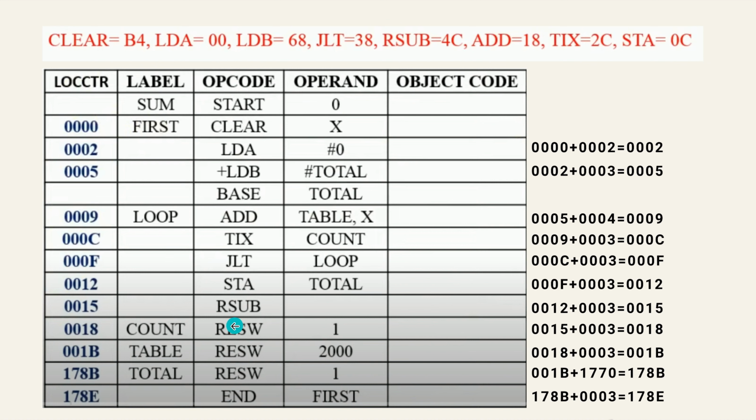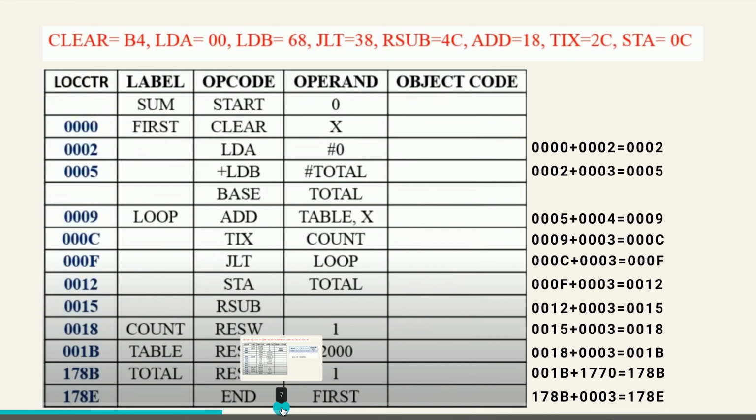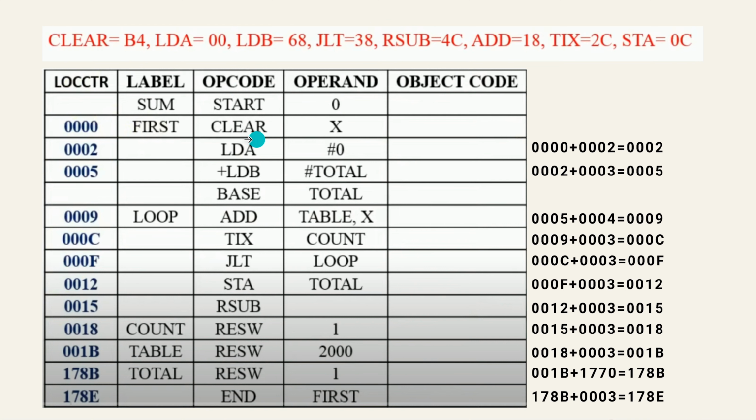But why are we writing zeros here? Because we see the last statement, END FIRST, which says that we are going to end at the first executable statement. Correct? FIRST is the first executable statement. That is the meaning of this statement. So, hence, the program starts at this location.